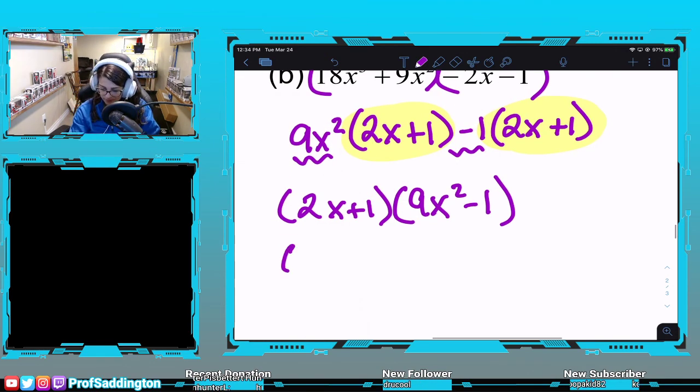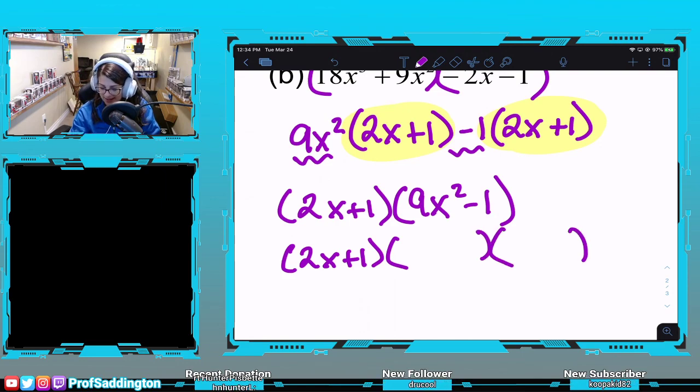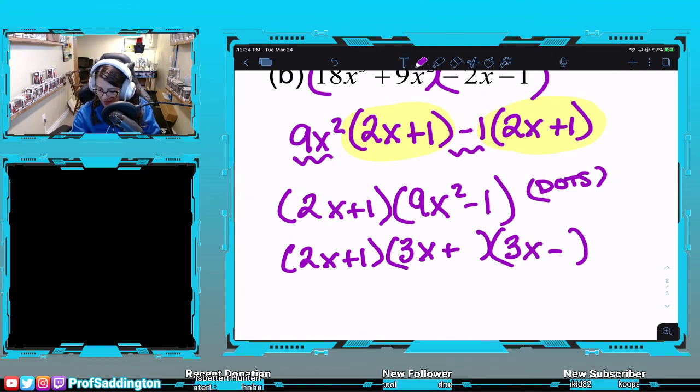So 2x plus 1 comes down for the journey. And since I have a difference of squares here, 9x squared will be broken up into 3x and 3x. We have our plus and our minus, and a 1 and a 1. So that was kind of a fun one. Got to throw some of those in there for some excitement.